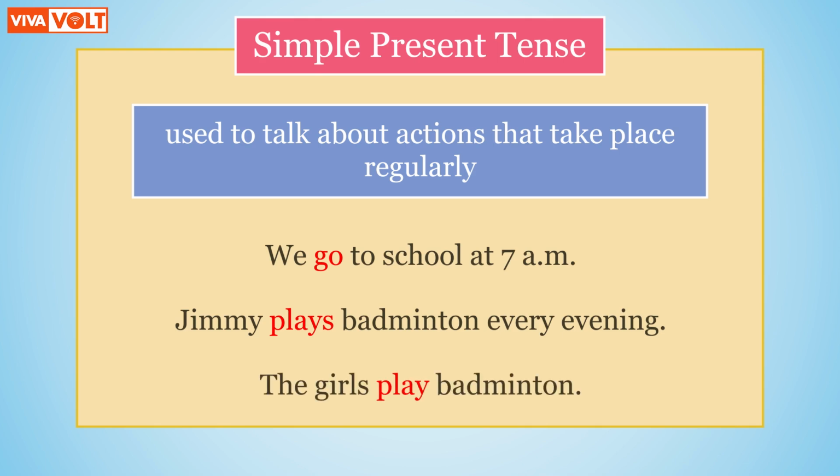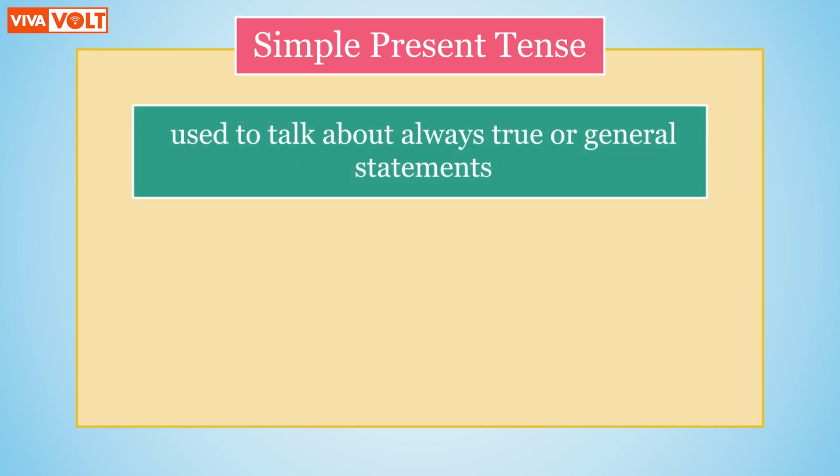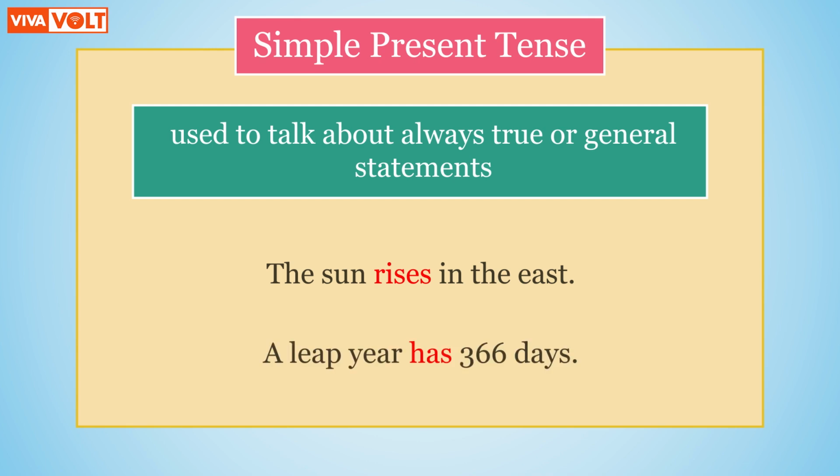The girls play badminton. Things that are always true or general statements are also expressed in the simple present tense. For example, the sun rises in the east. A leap year has 366 days.